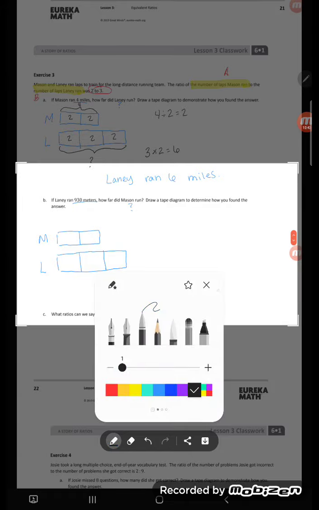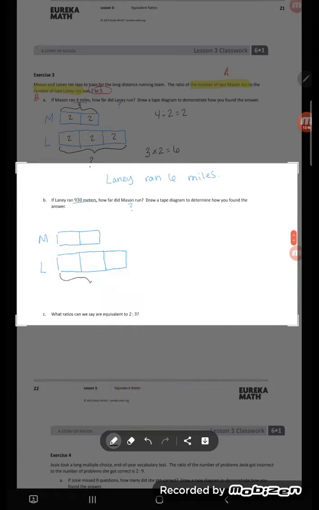So we are told that Lainey's total run this whole length is 930 meters. We're looking for how far did Mason run. Put a big question mark. So we have to get 930 into 3 boxes. 1, 2, 3. So I'm just going to do 930 divided by 3. You can use long division if you need to, but I know that's 310. So in each box, I'm going to put 310, 310, 310, 310, 310.